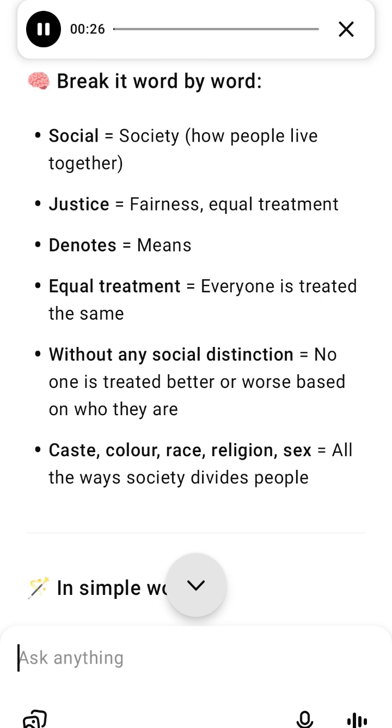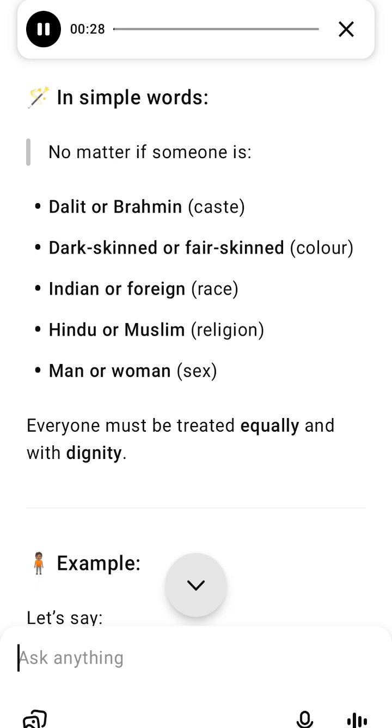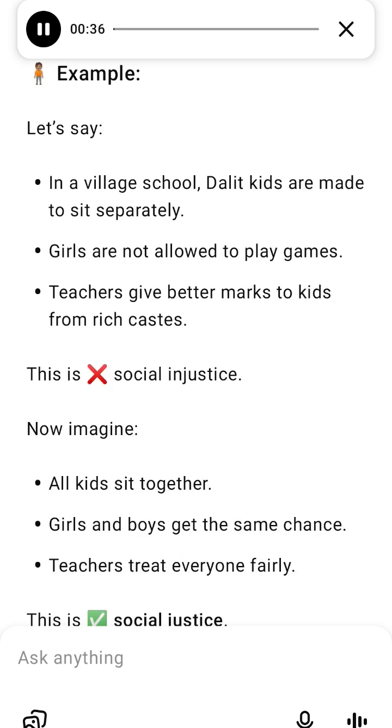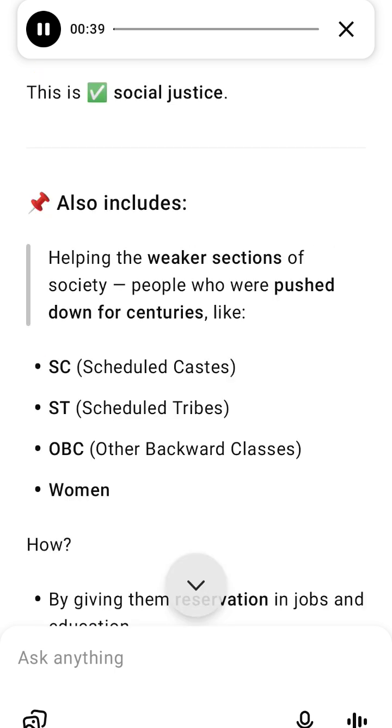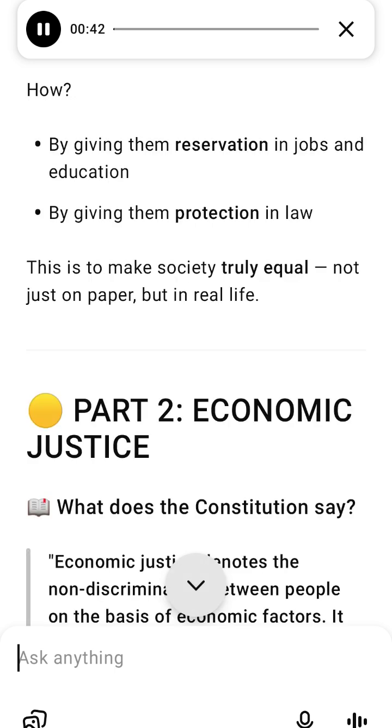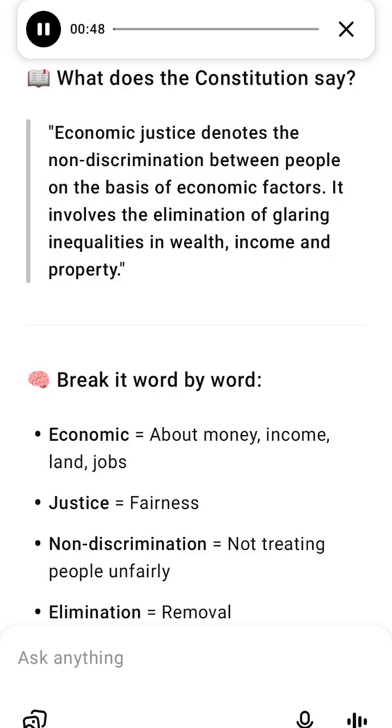2. Economic justice, fairness in money and wealth. Economic justice means no one should suffer just because they are poor, and wealth should not be controlled by a small group of rich people. Why is this needed in India? There are huge gaps between rich and poor. Some people own too much land and money. Many people are homeless, jobless, or struggling to survive.